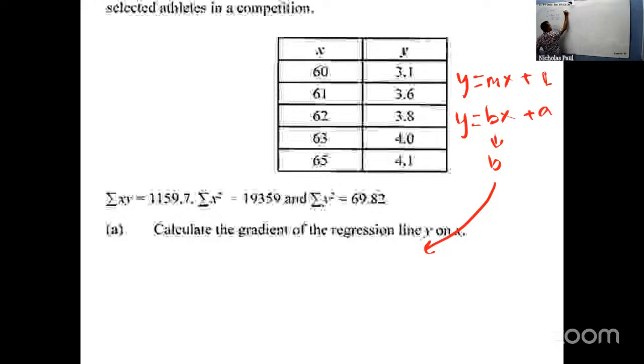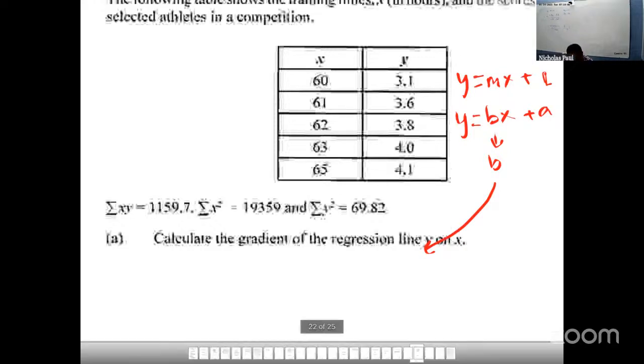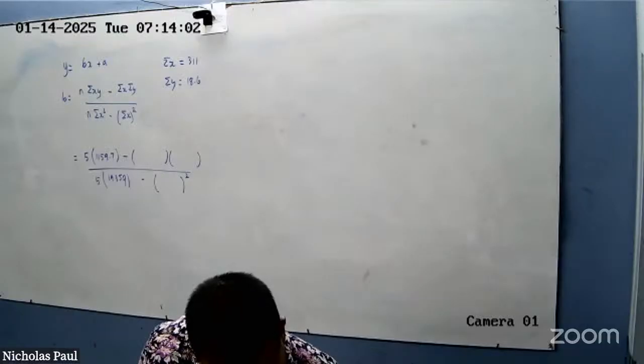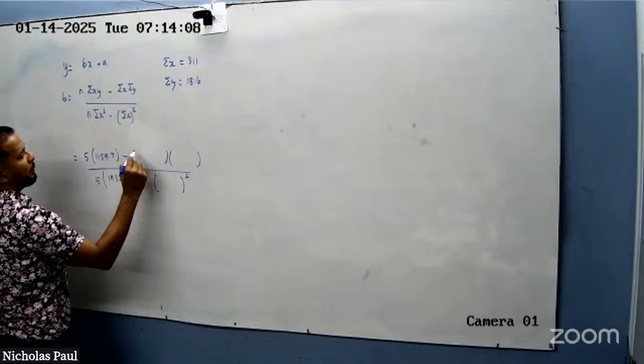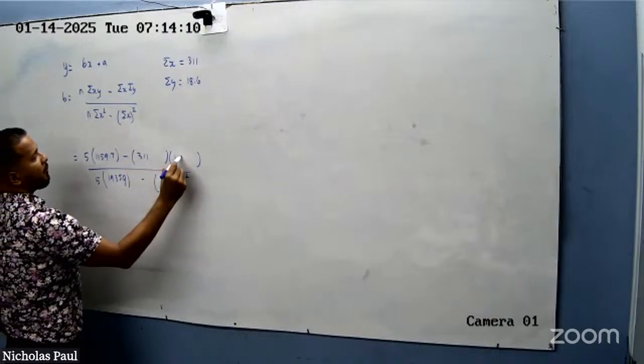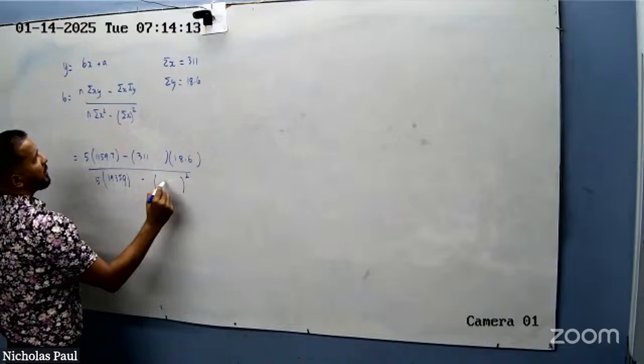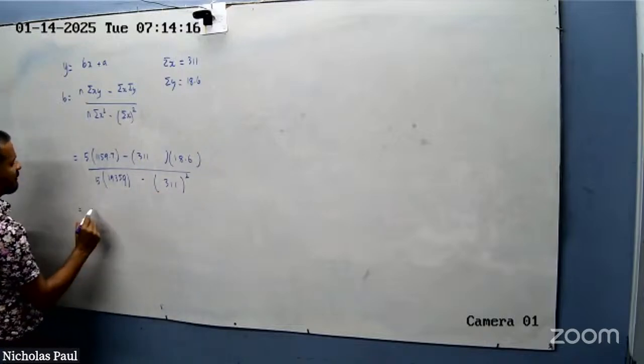What did you get for the sum of x? 311. What did you get for the sum of y? 18.6. All right, so let's see what we got here. I just have the formula down and I put in the sum of x, the sum of y, and here will be the sum of x squared. When you plug this in, what do you get?